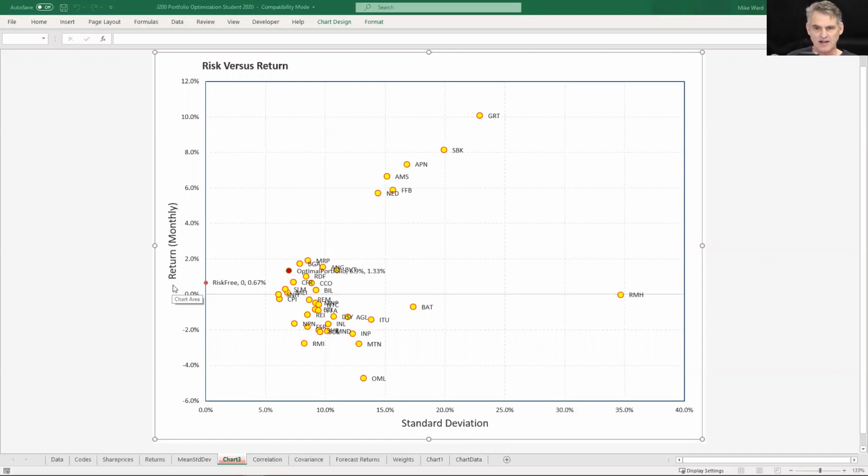And you'll find some have done well. Standard Bank was up here, surprisingly, and some have done badly. Here's Old Mutual sitting right down here, which is not a good space to be in. Now, there's the risk-free rate. In fact, I just took a monthly rate for that.